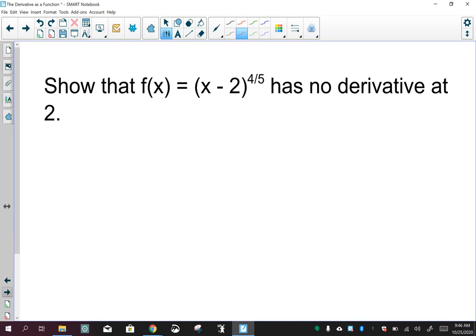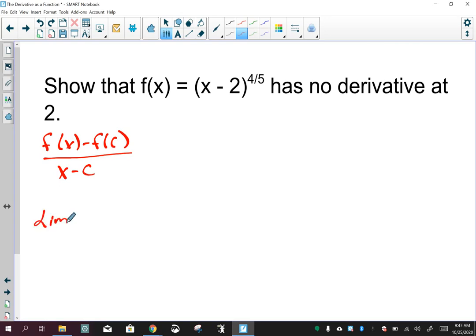We need to show that (x minus 2) to the 4/5 has no derivative at 2. So again, we're going to do the same exact thing. When I go through this process, I'm going to use f of x minus f of c, because they actually gave us a point here, all over x minus c. So I'm going to look at both the left and the right.